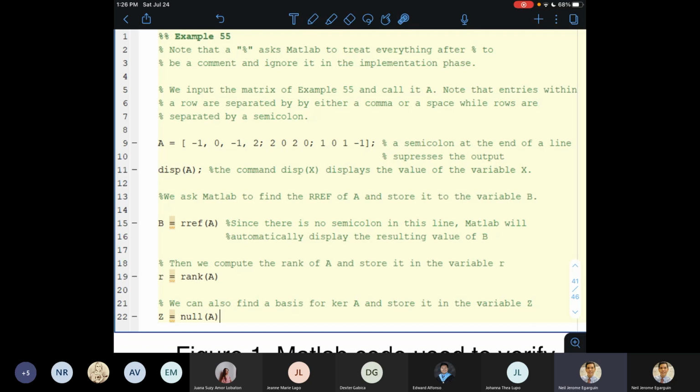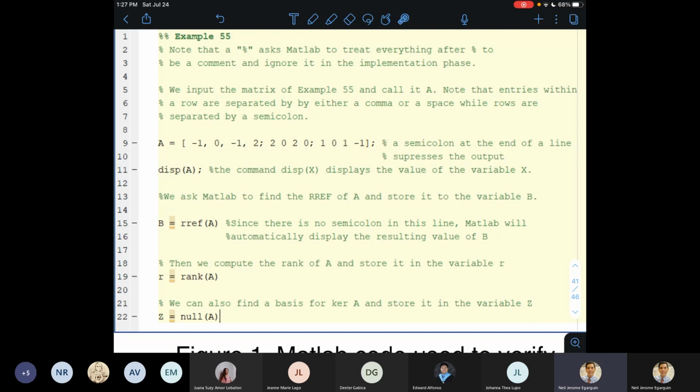Okay? And then again by row. So this is the first row, -1, 0, -1, 2. You can separate row entries by a comma or simply by a space. So 2 space 0 space 2 space 0 will tell MATLAB, oh, the second row consists of 2, 0, 2, and 0. And then to get to the third row, semicolon, and then put that there.